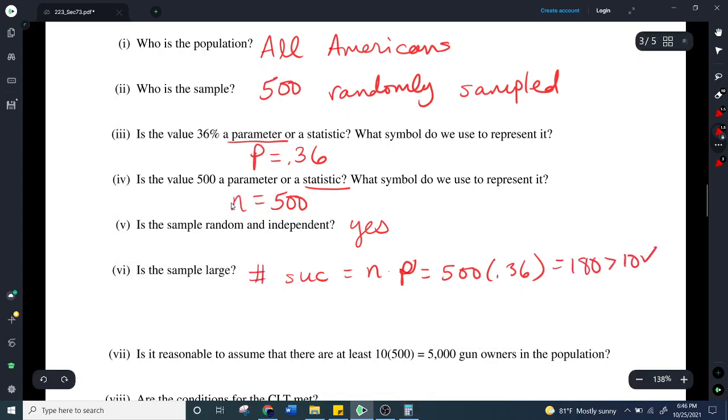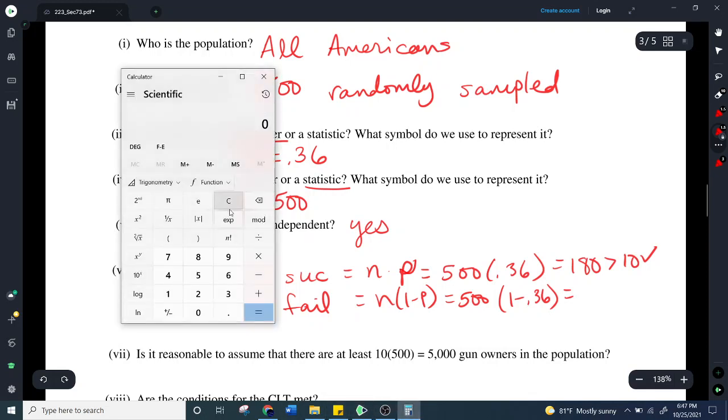Certainly, that's more than 10. We're good to go. The expected number of failures is going to be n times 1 minus p. So in this case, that'll be 500 times 1 minus 0.36, which would be 64% of the 500. So it's just 320.